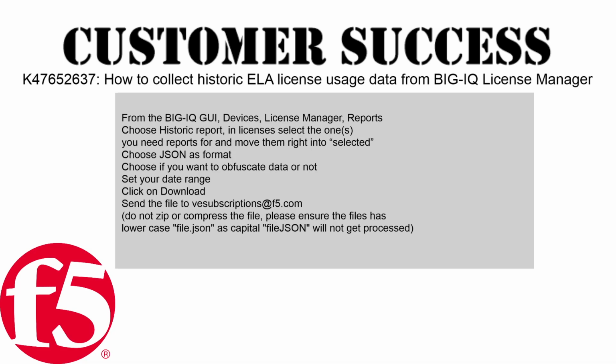First of all, we're going to log into the BigIQ GUI. We're going to go into Devices, License Manager and Reports. We're going to choose Historic Report. In Licenses, we're going to select the ones that we want and move them to the right into Selected.